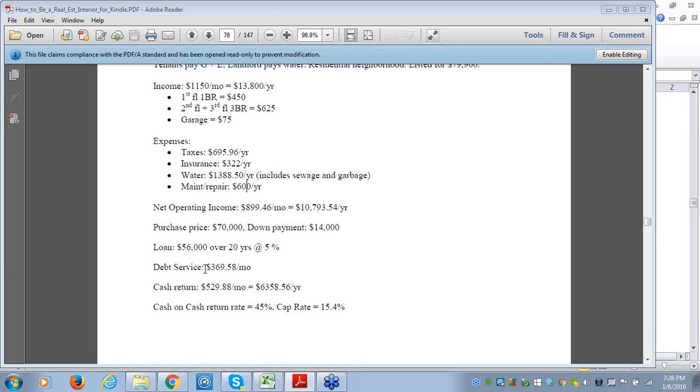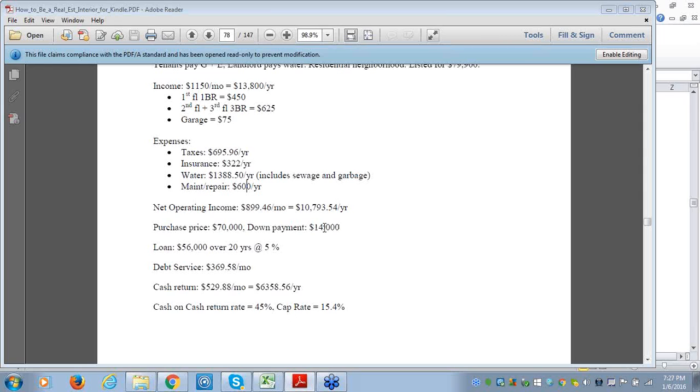So the cash on cash return accounts for debt service, whereas the cap rate does not account for debt service. Cap rate only accounts for your income minus known expenses, not including debt service, divided by the total purchase price of the property. That's net operating income. Cash on cash return is cash in pocket after all expenses, including debt, divided into what you put out of your pocket.